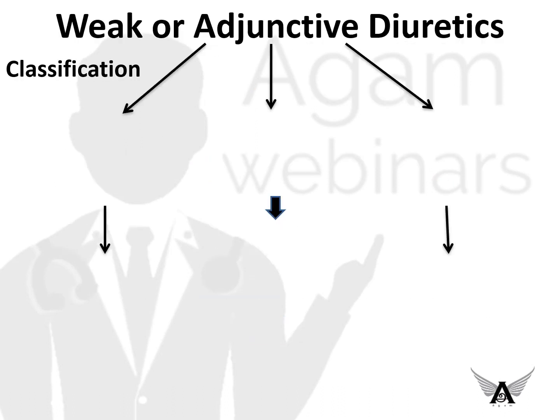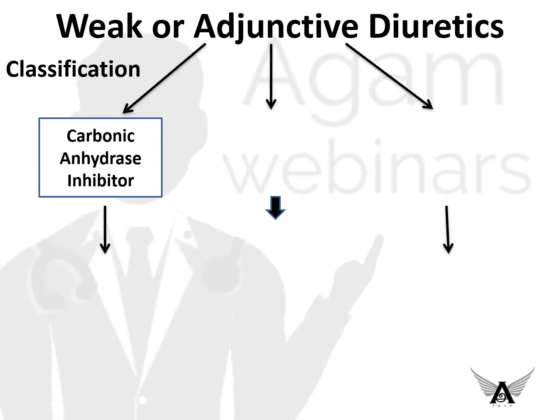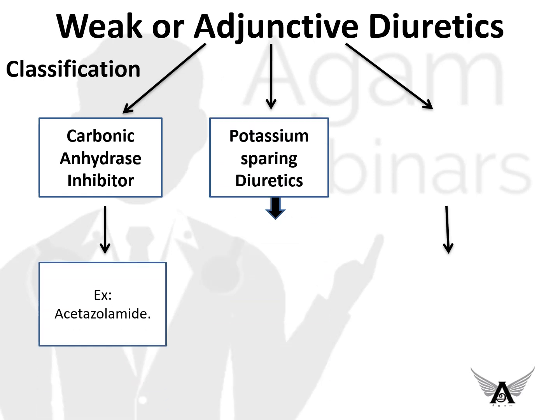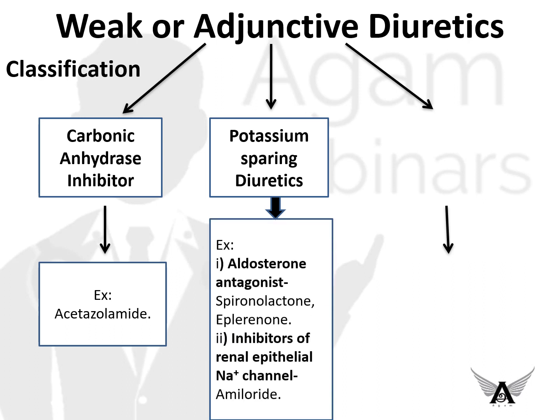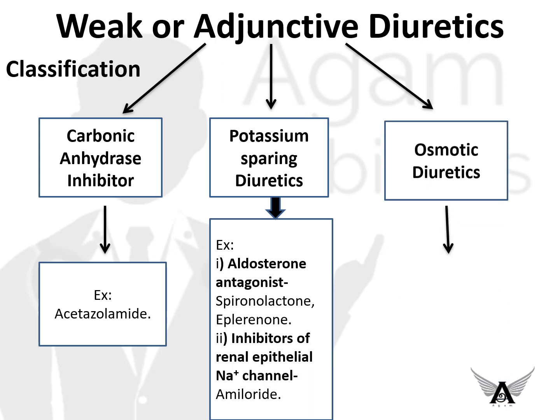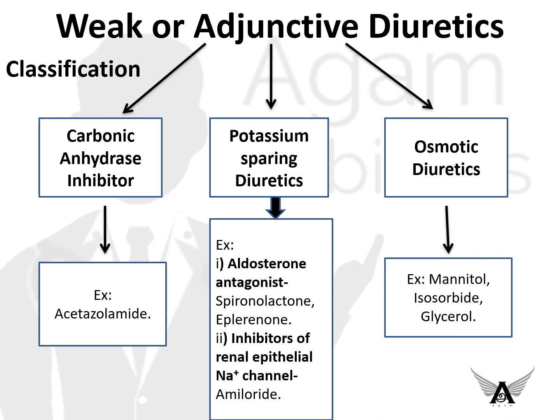Okay, weak or adjunctive diuretics can be classified as carbonic anhydrase inhibitor with its example acetazolamide, potassium-sparing diuretics with its examples of two categories, that is aldosterone antagonist being spironolactone and inhibitors of renal epithelial sodium channels being amiloride. The last one is osmotic diuretics, examples being mannitol, isosorbide and glycerol. So I hope you all remember in the previous slide we spoke about amiloride.